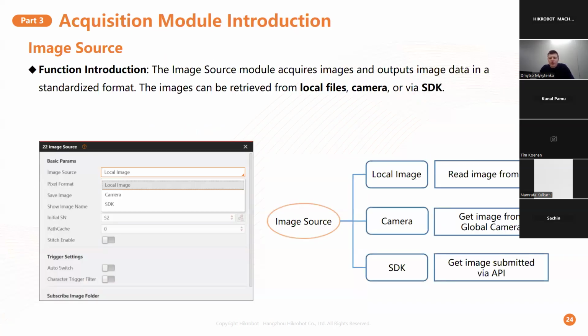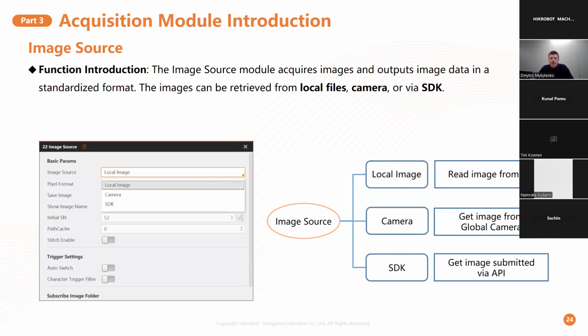The algorithm begins with the image source module. It provides a unified image output format independent of where the image originates. Images may come from a camera, from local files, or from external code. This abstraction ensures that downstream modules behave identically regardless of the image source.